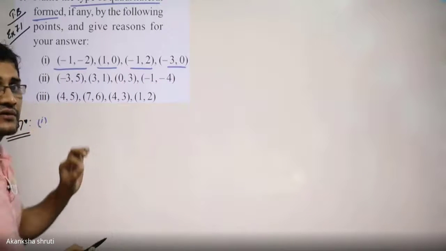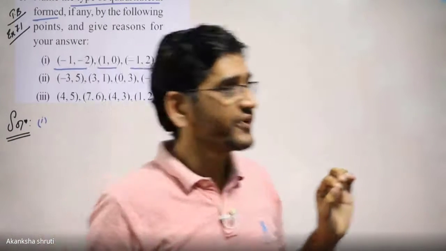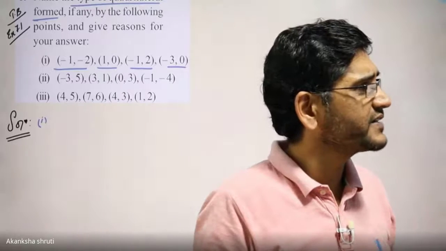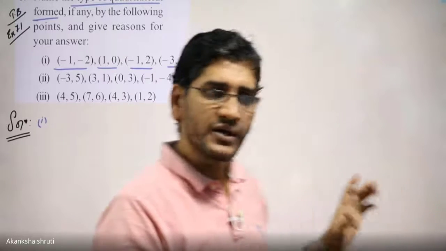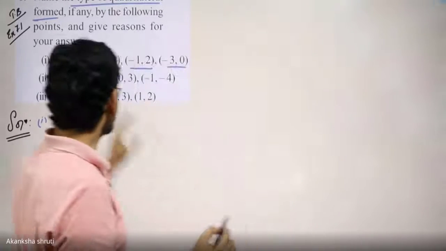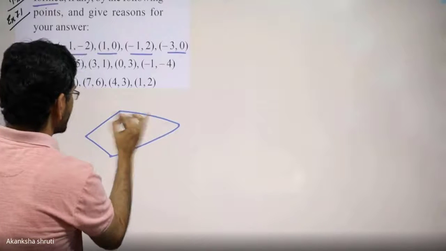First, draw the rough diagram. That should be your first task. So very first, you must draw the rough diagram. Don't worry in which quadrant it is lying. This rough diagram helps you in quickly calculating the side lengths.